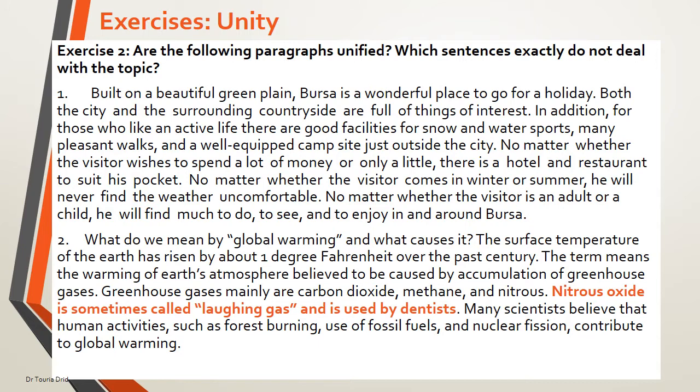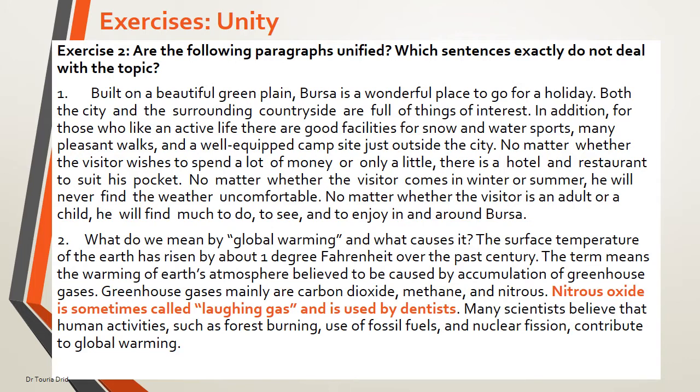This is again an idea which explains the meaning of global warming, and at the same time it gives an idea about the causes. Greenhouse gases mainly are carbon dioxide, methane, and nitrous oxide. Relevant. This is a minor support sentence. Nitrous oxide is sometimes called laughing gas and is used by dentists. This has nothing to do with the discussion.